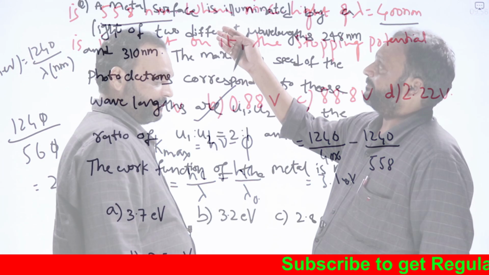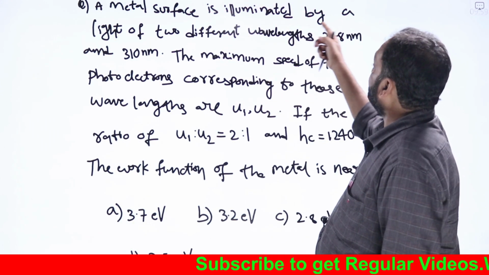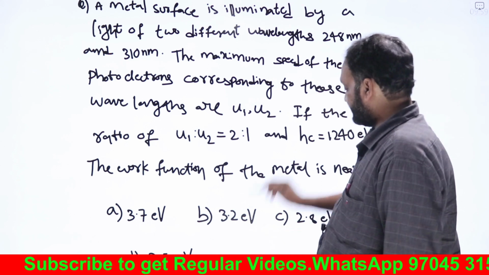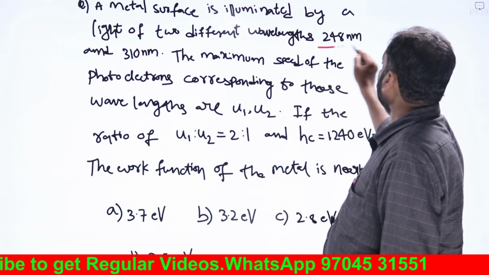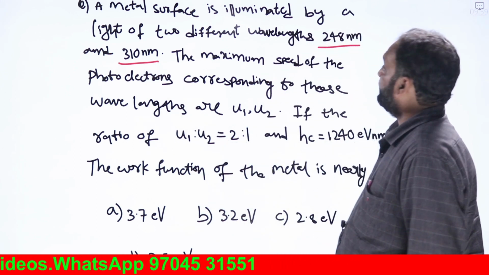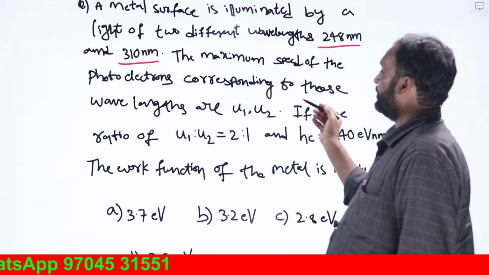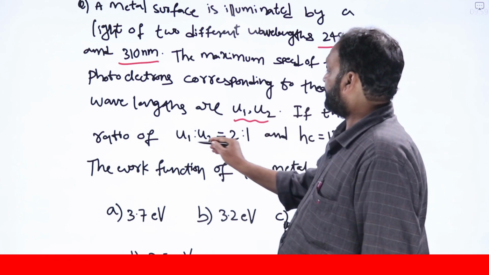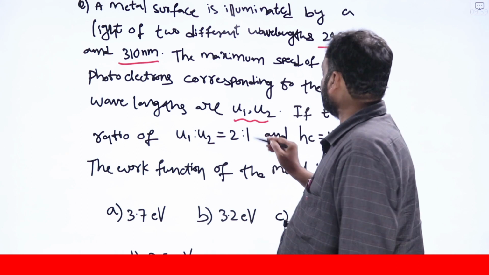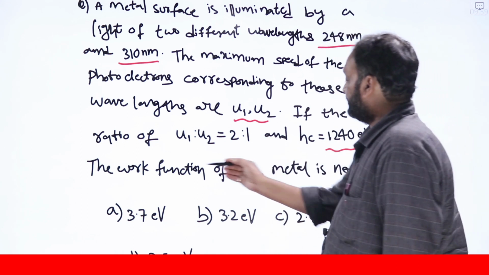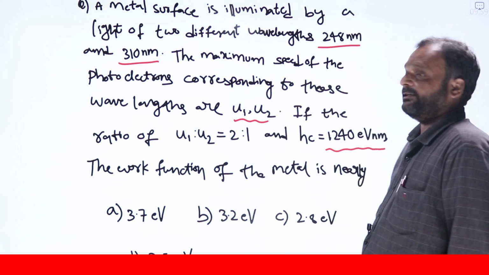So the second problem is: a metal surface is illuminated by light of two different wavelengths, 248 nanometers and 310 nanometers. The maximum speeds of photoelectrons corresponding to these wavelengths are U1 and U2. If the ratio of U1 and U2 is 2:1 and hc equals 1240 electron volt nanometer, the work function of the metal is nearly?